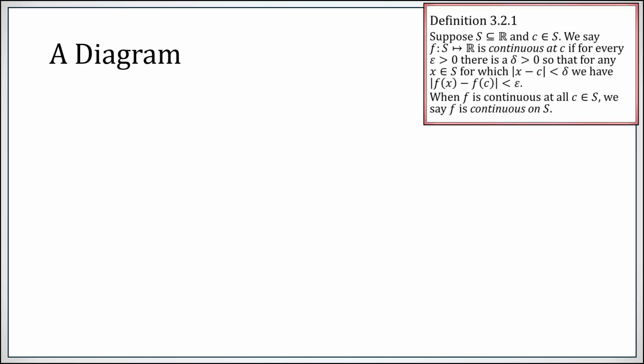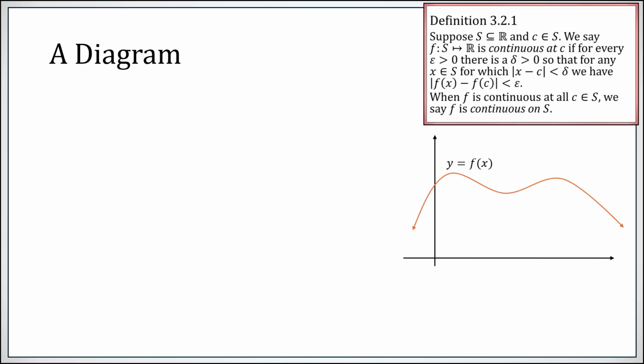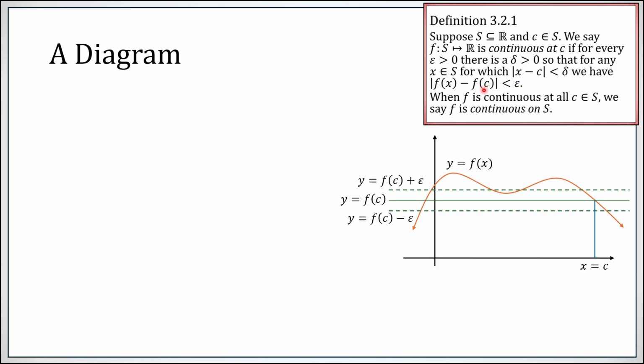So here's a diagram. Here's the definition. Here is a function f of x. What does this definition mean? Here is x equals c, and here is y equals f of c. So what do we want? That no matter what epsilon we pick, f of x is within epsilon of f of c. In other words, f of x should be between f of c plus or minus epsilon. So this green tube represents all of the y values that will make this conclusion hold.